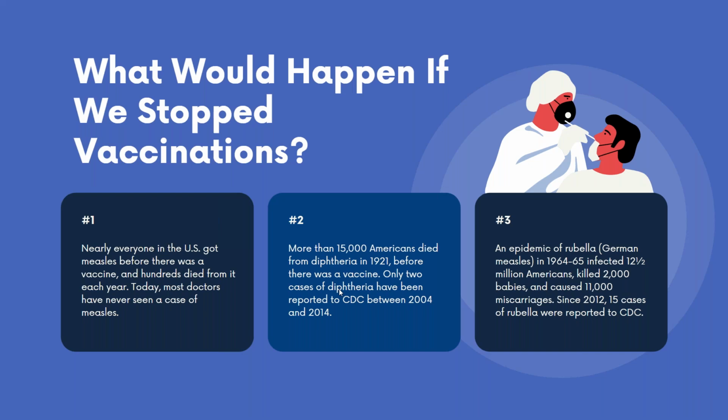An epidemic of rubella, or the German measles, in 1964 to 1965 infected 12.5 million Americans, killed 2,000 babies, and caused 11,000 miscarriages. Since 2012, 15 cases of rubella were reported to the CDC.